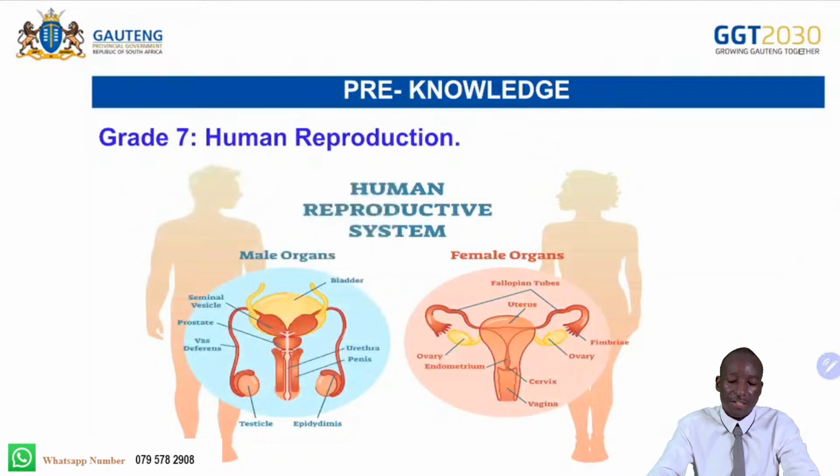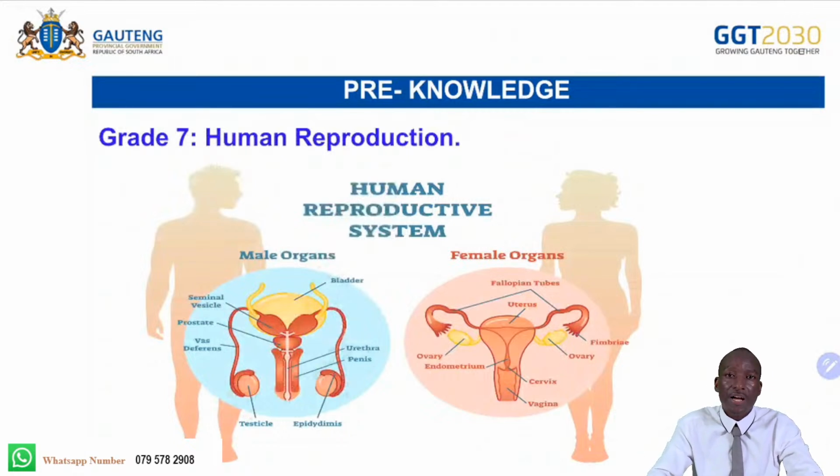So if you can take a look at each of those systems, you can see that each system has got its own organs which make it up. For instance, if you are to go to the male reproductive system, you can see the male organs that are shown there. We've got the testicle that's shown down there, urethra, the penis, epididymis, bladder, seminal vesicle, and prostate.